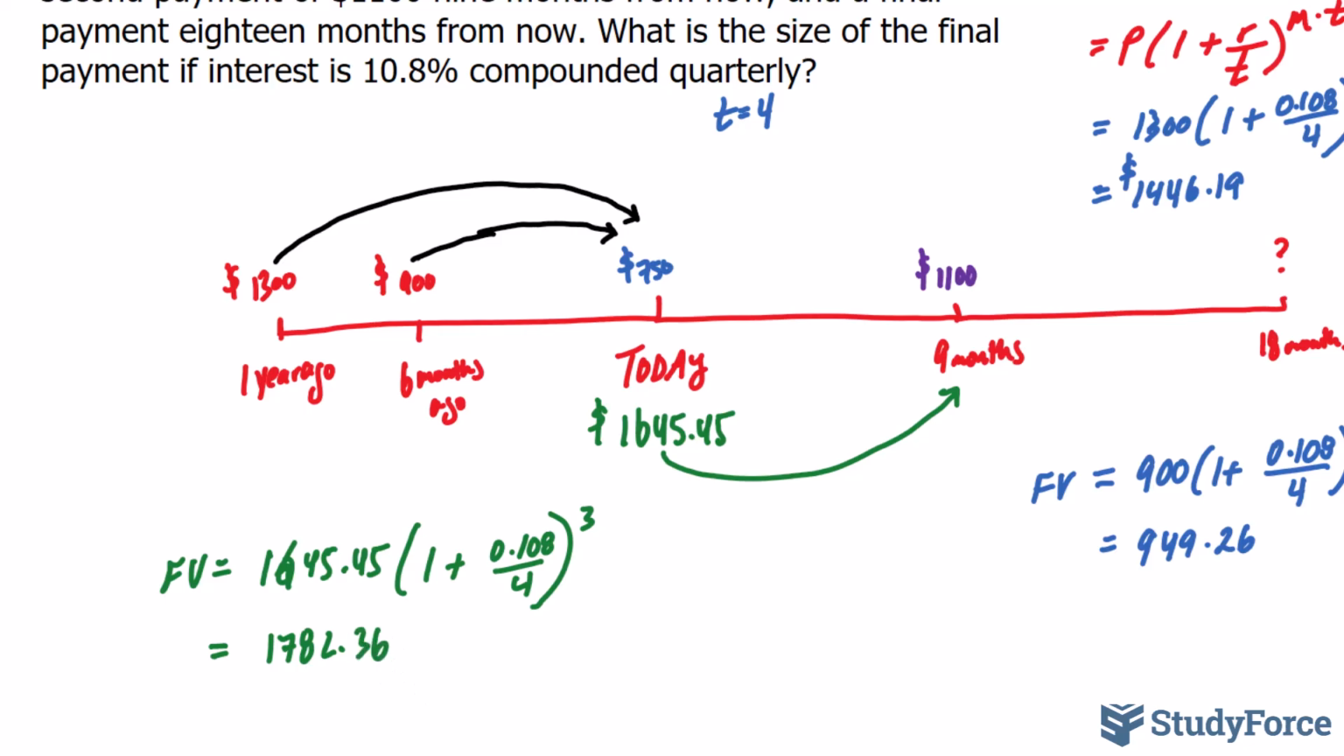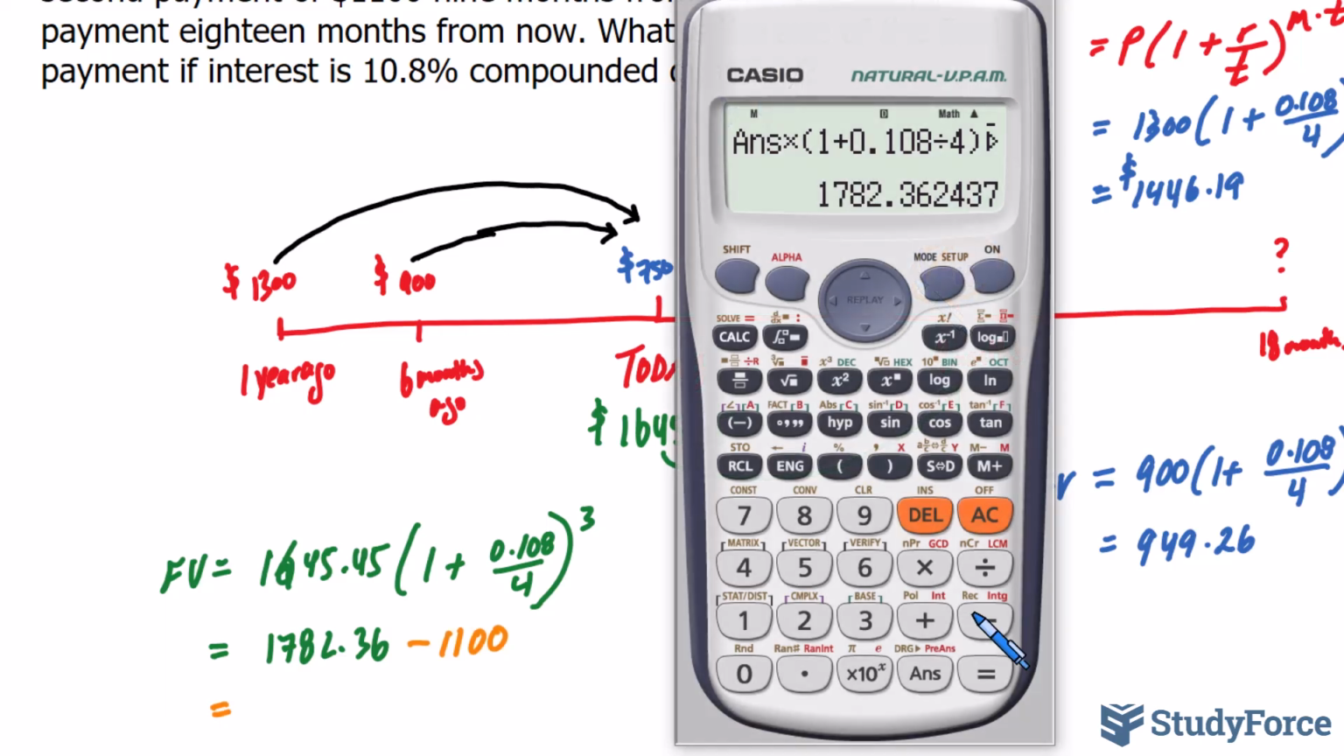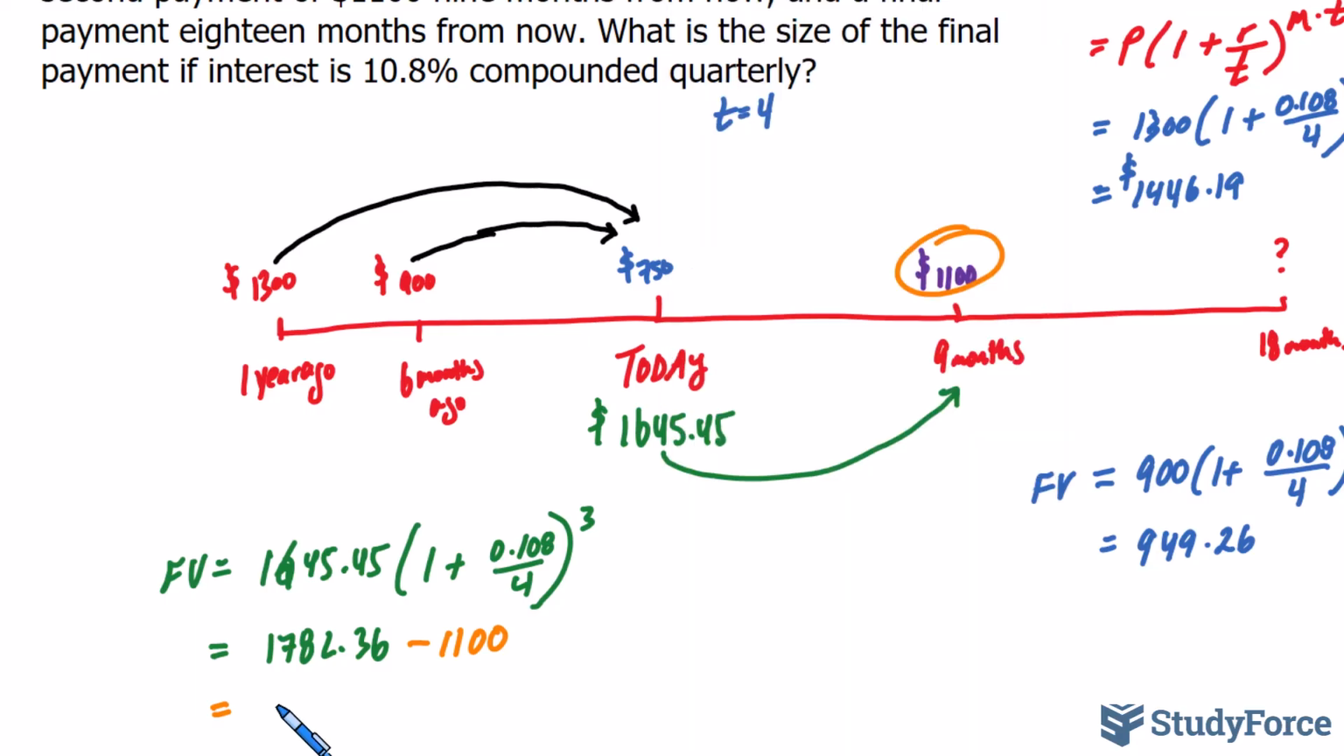And then we subtract 1100 because you're making a payment. And this will tell us how much is left that we owe for that very last payment. And so we owe $682.36.